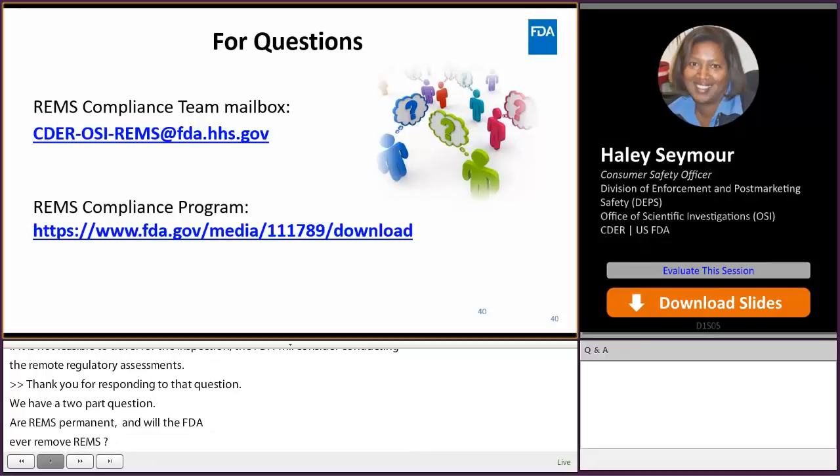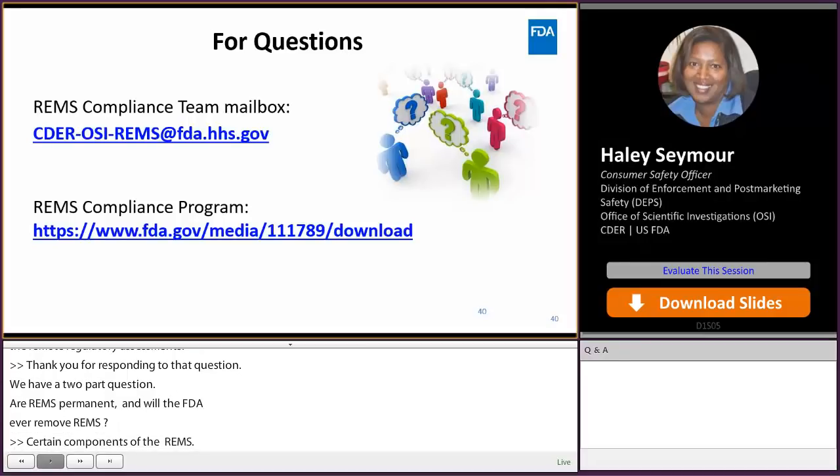Certain components of the REMS. If after the review of the REMS assessment or other information, we determine that the extra measures in the REMS are no longer necessary to ensure that the medication benefits outweigh its risks, we will remove part of it or remove the whole thing.